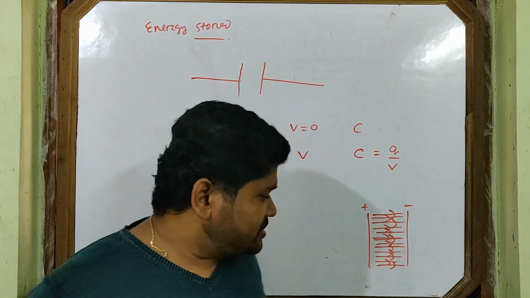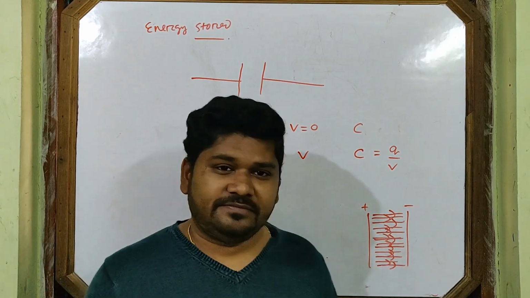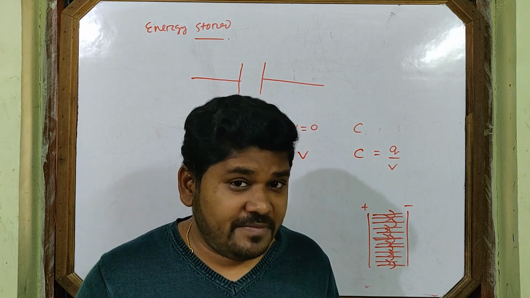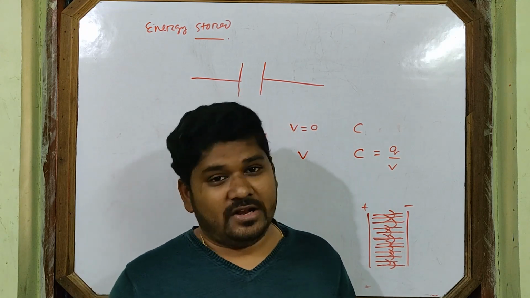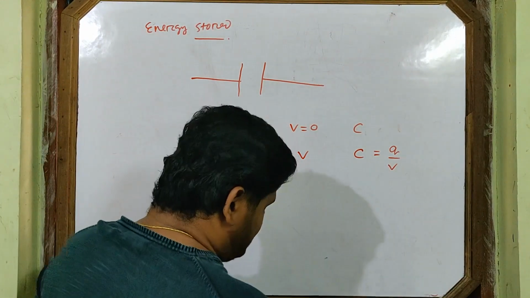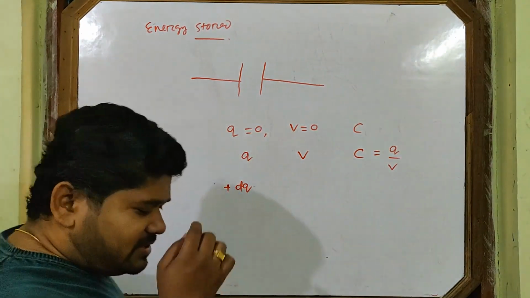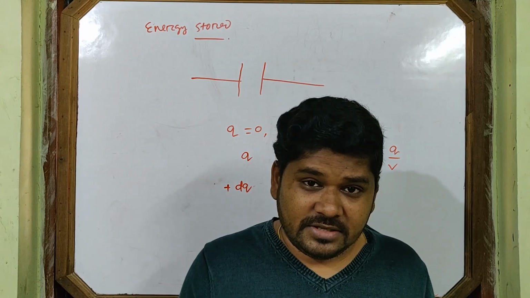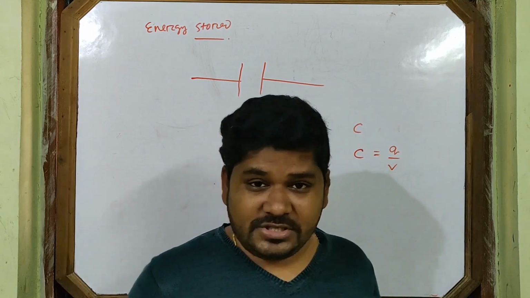Okay? So the energy is stored between the two plates of the capacitor in the form of electrostatic potential energy. Remember this one. So now you understood why work is done and how the energy is stored in the capacitor.